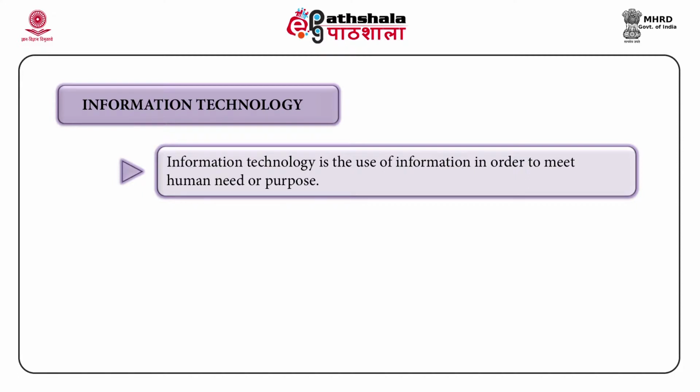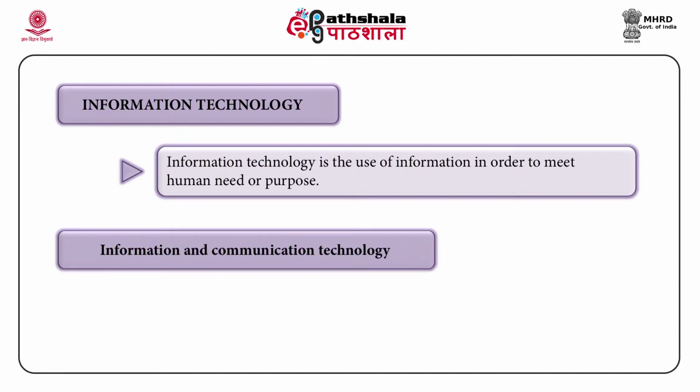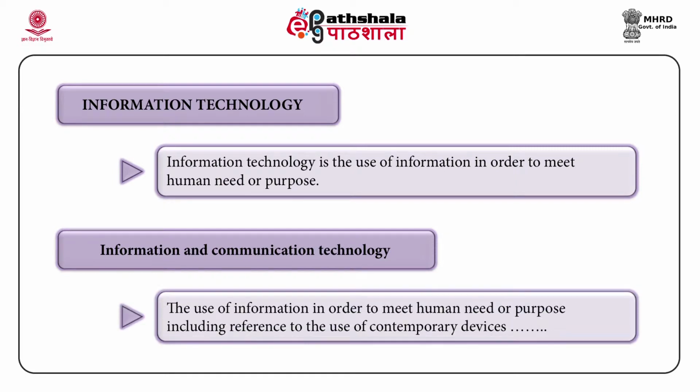Let us see some of the definitions of information and communication technology. ICT, the abbreviation of information and communication technology, is that technology which uses information to meet human need or purpose, including reference to the use of contemporary devices. Here it emphasizes the use of contemporary devices, because ICT is not restricted to the technology available today. Every day newer technologies are coming up, and even in future we will have newer technologies.